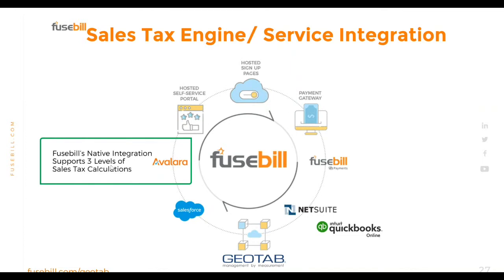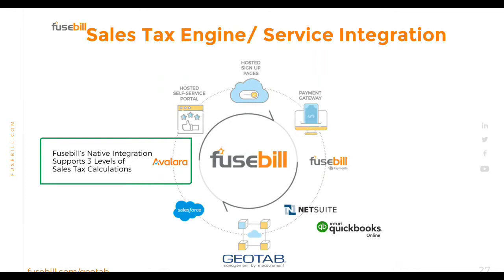Let's move on to another part that's equally important, which is a sales tax engine. The larger the organization, the more complicated the sales tax becomes, the more states you have nexus in. Fusebill provides 3 levels of tax support. Our basic tax provides the ability to calculate tax at the country and state level. Then we have an advanced tax product that provides the ability to calculate sales tax down to the geolocation level across all 1,650 tax jurisdictions in the U.S.